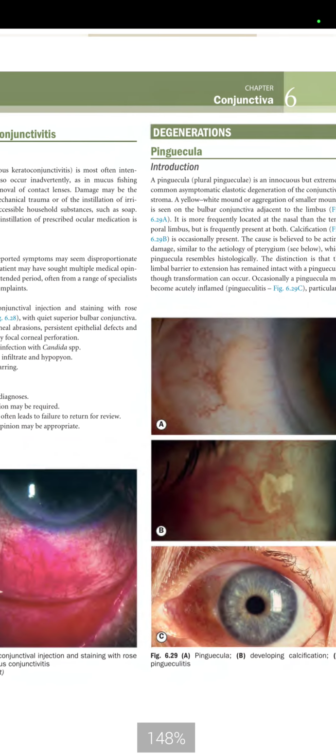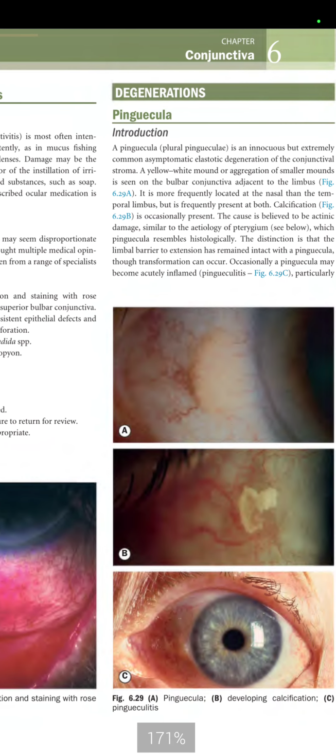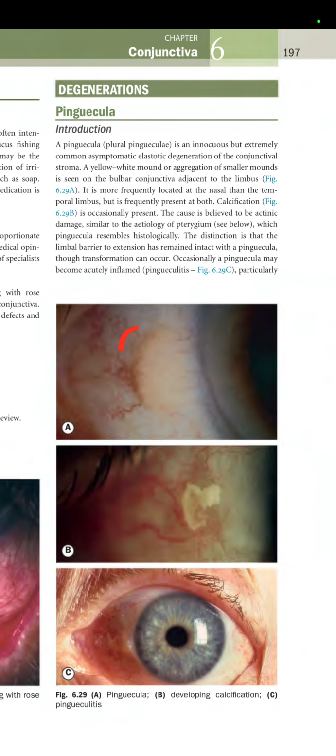So this is a pinguecula. A is showing the pinguecula, so you can see this is a mound that is adjacent to the limbus. B is showing the calcification that is occurring in the case of a pinguecula, and C is showing pingueculitis, which is the inflammation of the pinguecula.